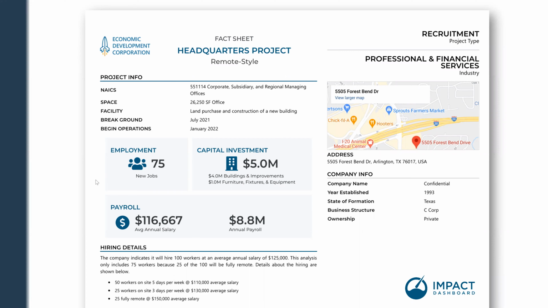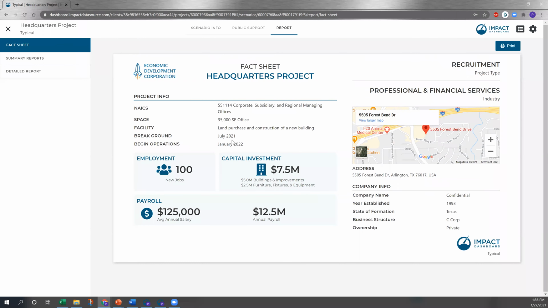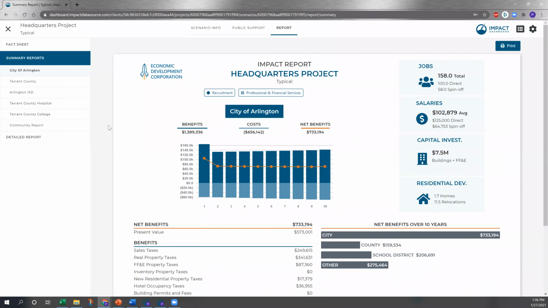So here's our typical project. This is what we just looked at for the full case where it's 100 workers all coming into the office. So it's a $12.5 million payroll. I'm just going to look at the summary report for our purposes today. We've got the direct impact of 100 jobs. We had some spin-off; we get 158 here at the city. And we can see our direct workers' salaries. The average across all of the workers is about 100,000 still. Capital investment of 7.5 million.